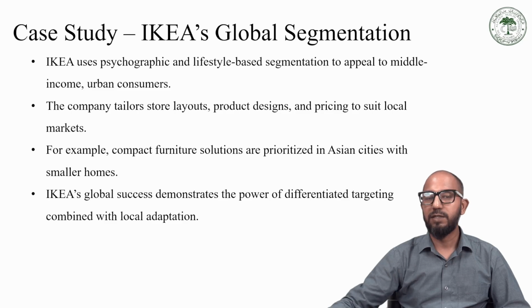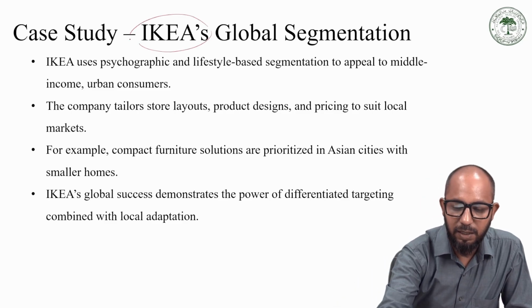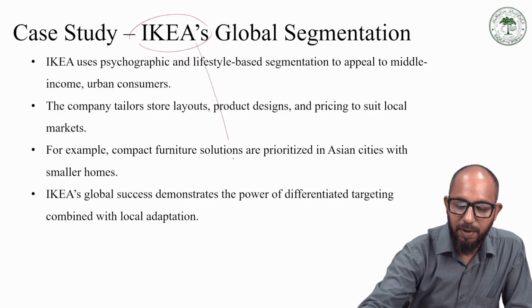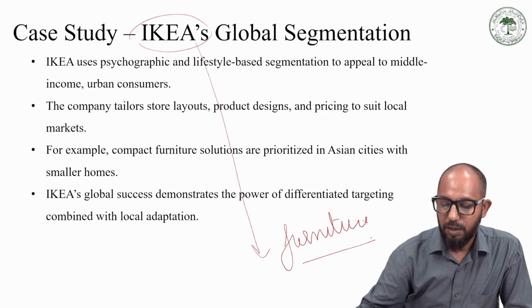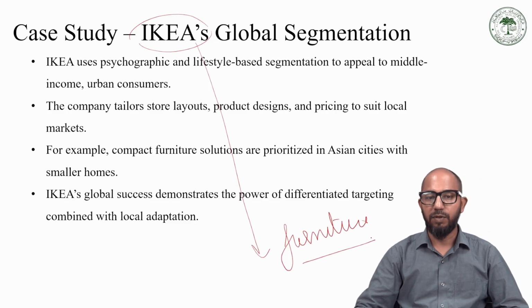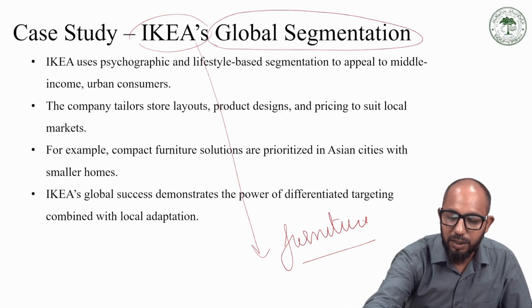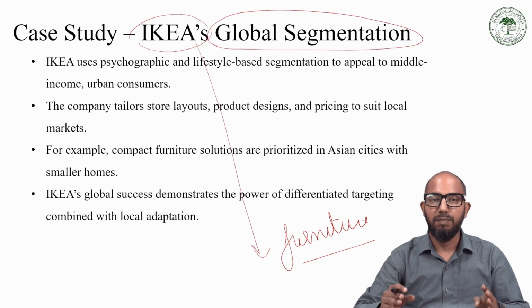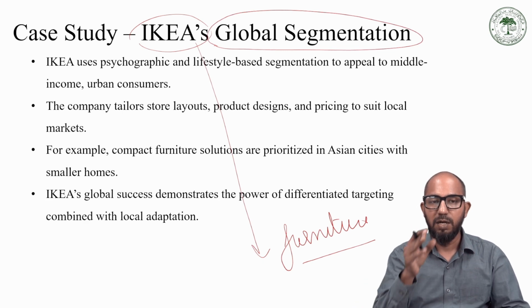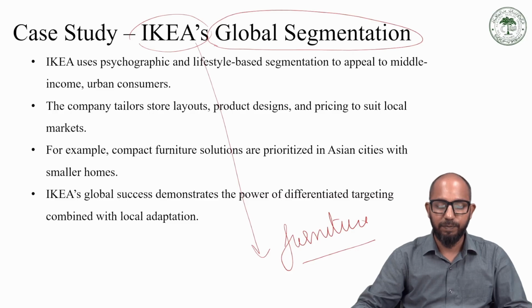Dear student, let us now take a case study. We have taken the case study of IKEA, which is a global manufacturer of furniture. They provide designer furniture in all parts of the world. How they have divided their markets, meaning what is their strategy of global segmentation, means dividing the global market into different smaller markets based on different attributes.